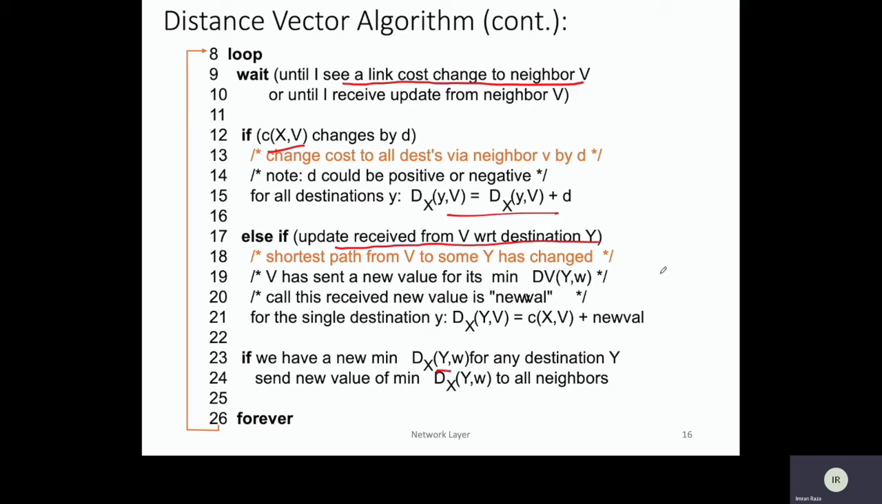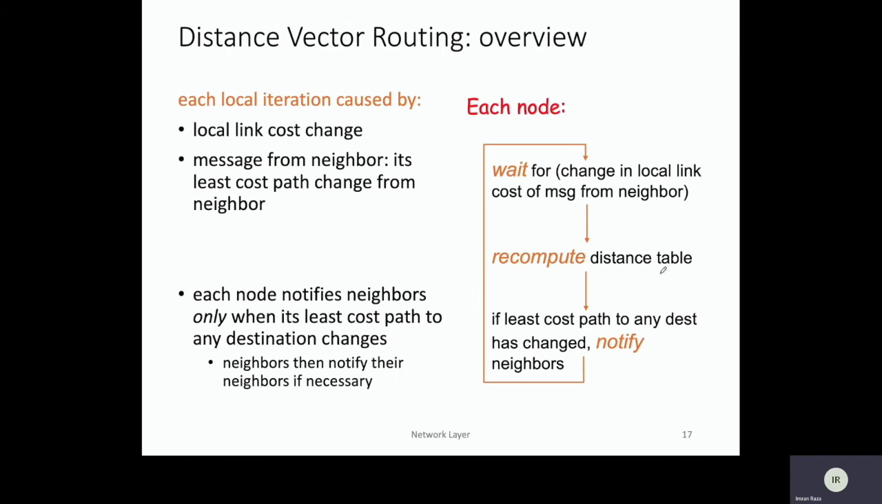So let's try to see how it works with the help of an example, and then we'll come back and try to understand this algorithm. So what happens basically? A node has to wait for a change in the link, number one, or a cost message from the neighbor. And then we have to recompute the distance table. And if by recomputing the distance table we come up with a new least cost, we have to notify all of our neighbors.